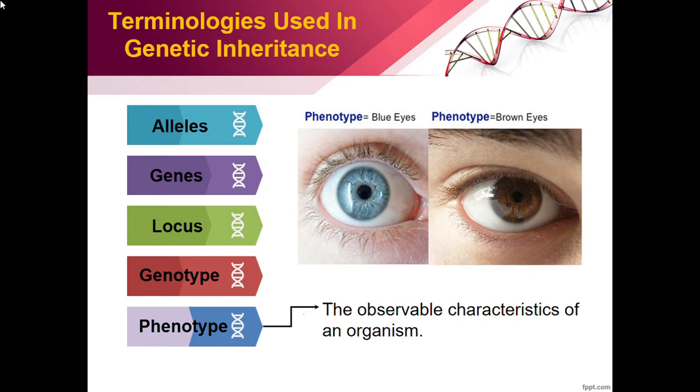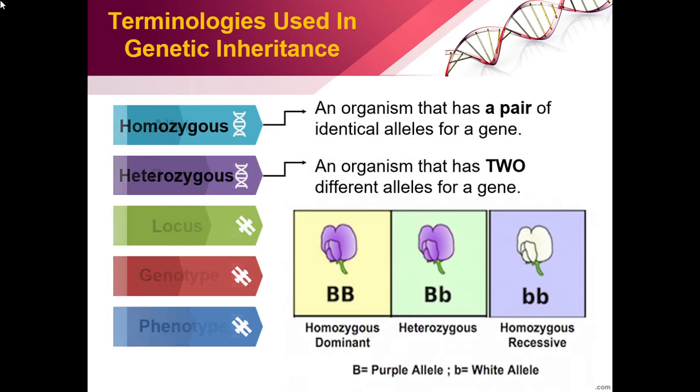Phenotype. Phenotype is the observable characteristics of an organism, for example, blue eyes or brown eyes. Homozygous. Homozygous is an organism that has a pair of identical alleles for a gene, for example, either homozygous dominant capital BB or homozygous recessive small bb. Heterozygous. Heterozygous is an organism that has two different alleles for a gene, which is capital B and small b.